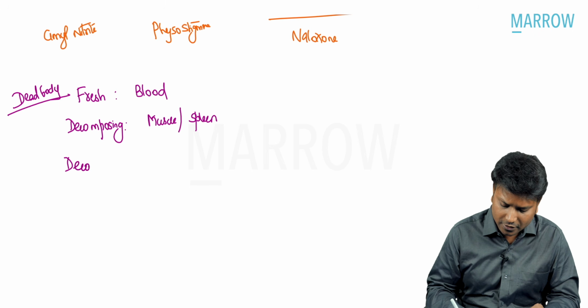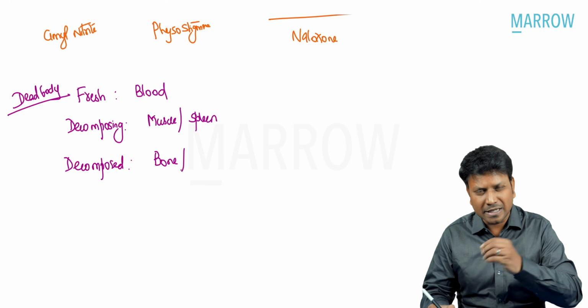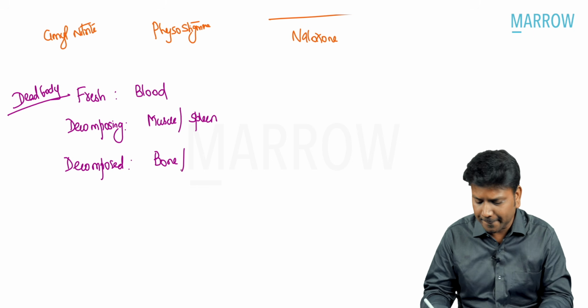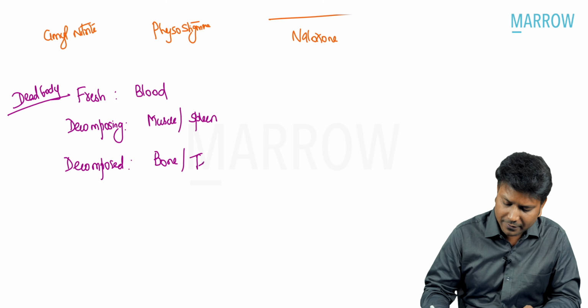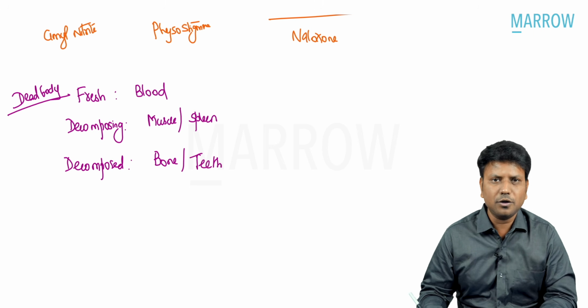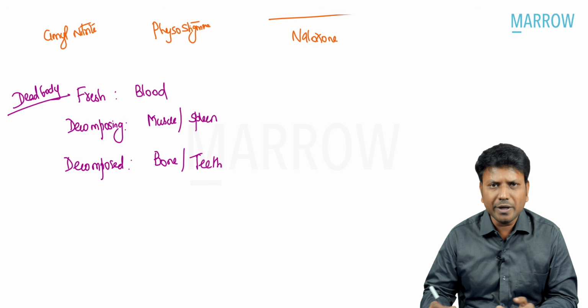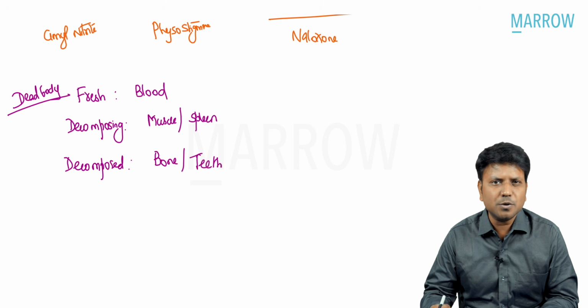What if the body is completely decomposed? If the body is completely decomposed, you have a skeletonized dead body, so you can take bone. Sometimes if you are able to find the teeth, from the dental pulp you will be able to identify. So remember, these are the samples that you can use during autopsy depending on the decomposition status of the dead body.